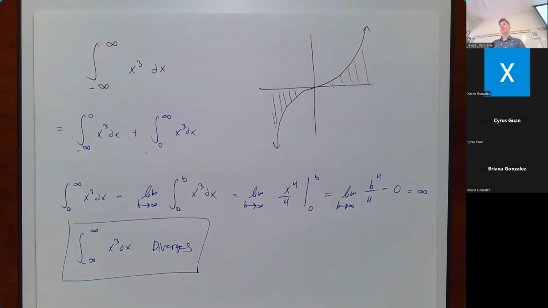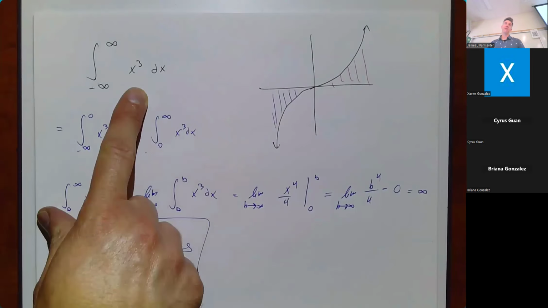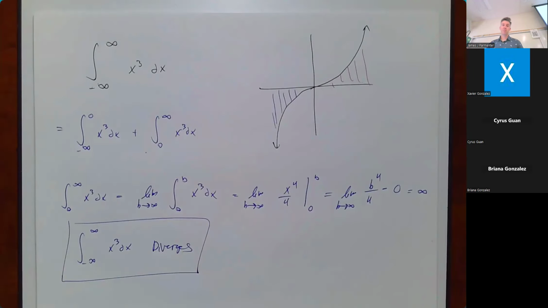So if you have an improper integral from negative infinity to infinity of an odd function, if that integral converges, then it will converge to 0 because of odd function properties. But if it's divergent, then you're out. It's just divergent. Okay.